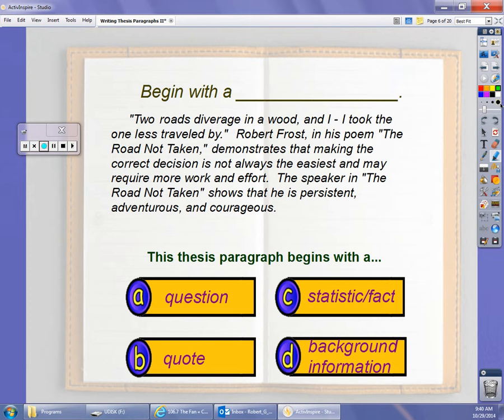How does this person grab the reader's attention? Well, clearly it has quotes. We are using a quote. And if you look at the thesis, this person is claiming that the speaker is persistent, adventurous, and courageous. This is arguable. Maybe it's not these traits, maybe it's other traits. But this person is arguing that these are the three traits that the person in the poem is showing.